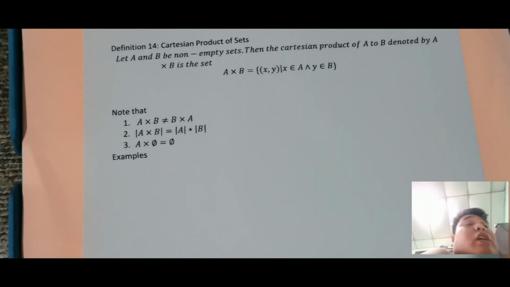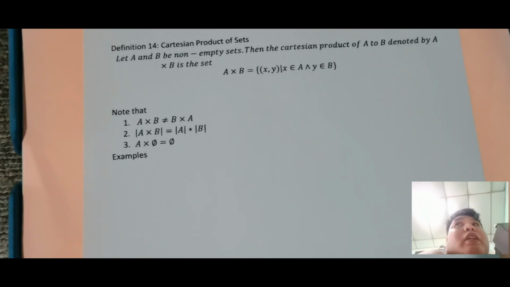Baka kasi isipin mo isang sagot, isa lang sagot dyan. Okay, isipin mo madami to. Meron mga nakalagay na note. Note number one, si A cross B hindi equal kay B cross A. Tanda mo yan ha. Si A cross B is not equal to B cross A.